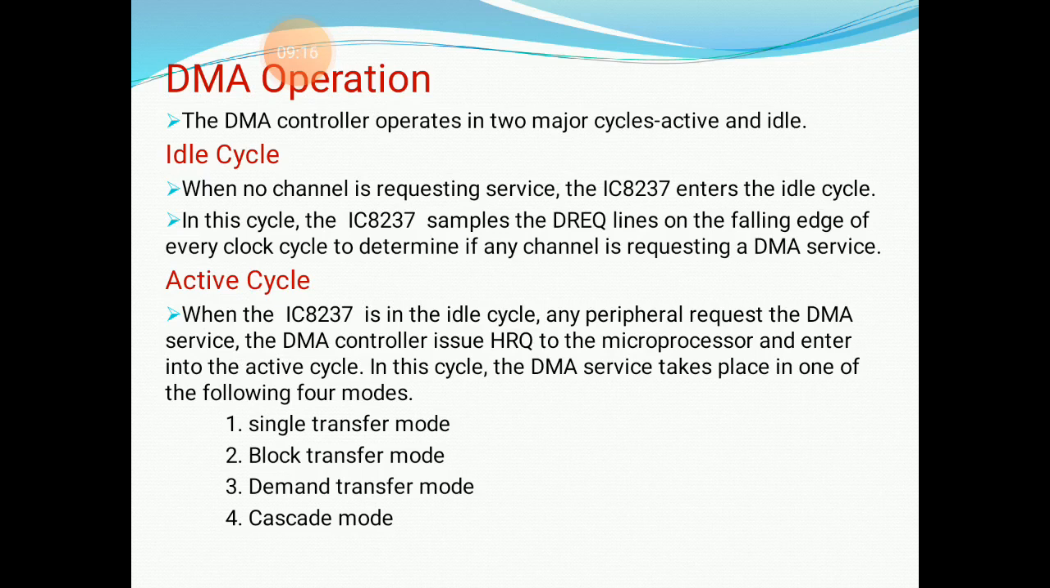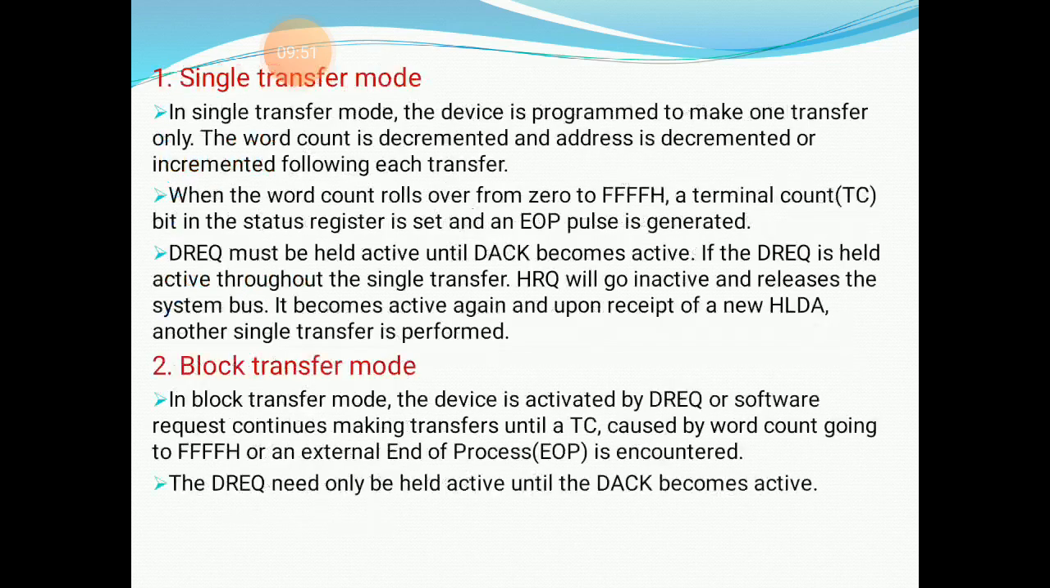In the active cycle, when no device is requesting the service of DMA, it enters into the idle cycle. When any device requests the service by sending a DMA request signal, the 8237 enters into the active cycle. In the active cycle, the DMA service takes place in any one of the following 4 modes of operation: single transfer mode, block transfer mode, demand transfer mode, and cascade mode.